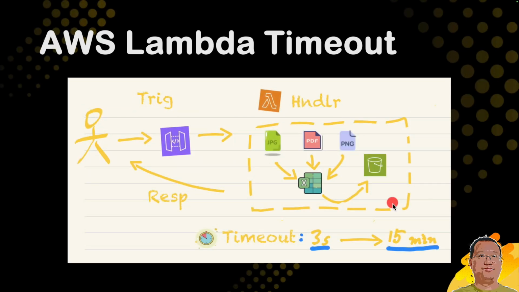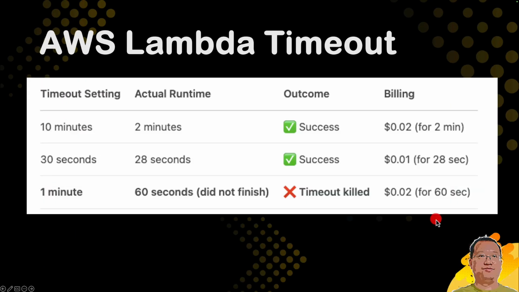Example from my project: one Lambda function takes several uploaded receipts in JPEG, PDF, or PNG format and merges them into a single Excel file. If someone uploads large files, 3 seconds is not enough. The function will stop, the Excel file won't be made, and the user will see an error. On the next slide, let's see how timeout affects the cost you pay to AWS.